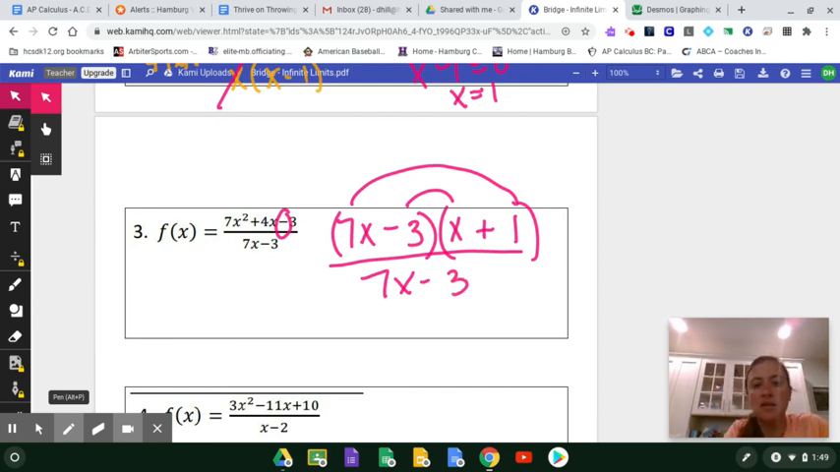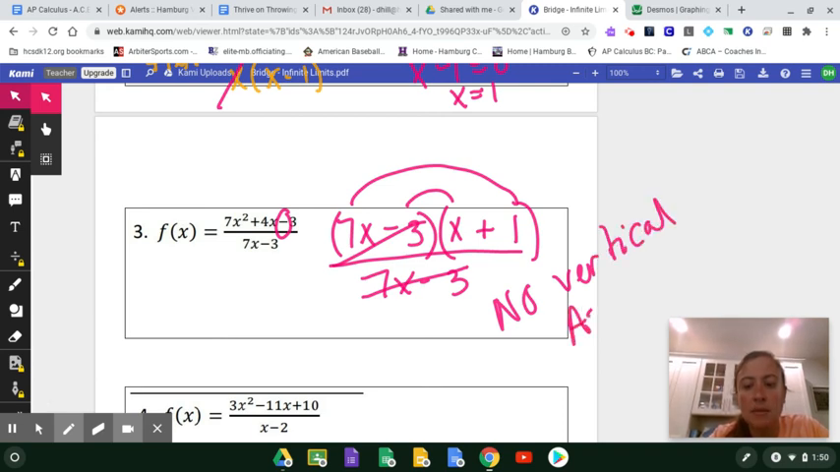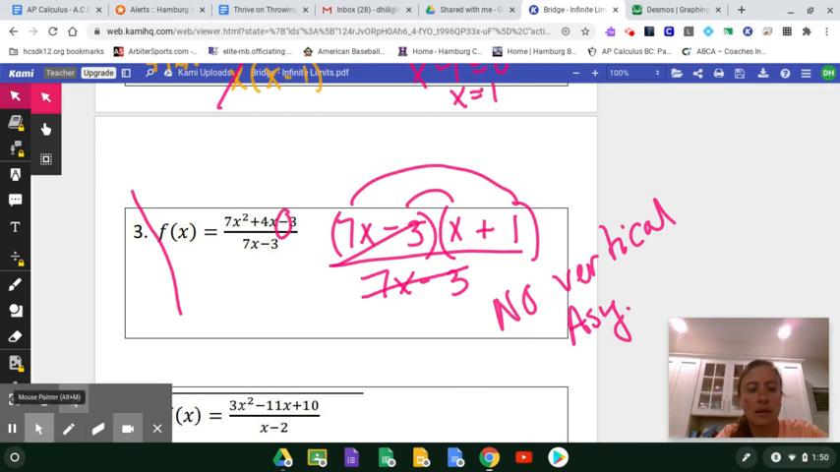Now look at this one. This 7x minus 3 is going to cancel. And is there even a denominator? No. So here, there is no vertical asymptote because there is no denominator. All right, this function was just in disguise as x plus 1.